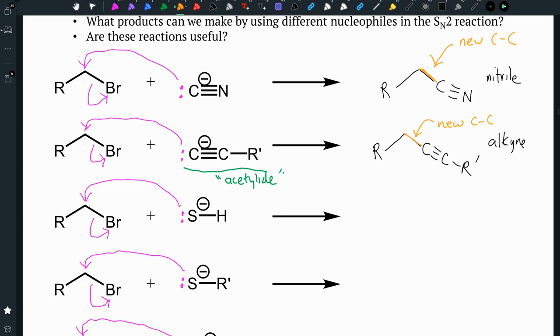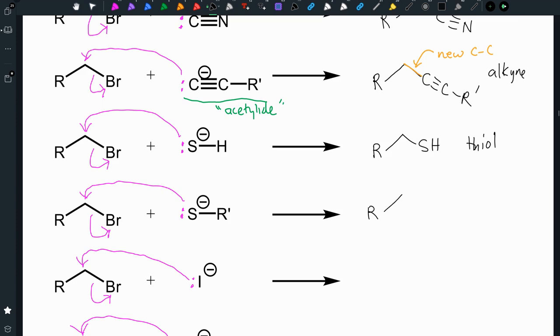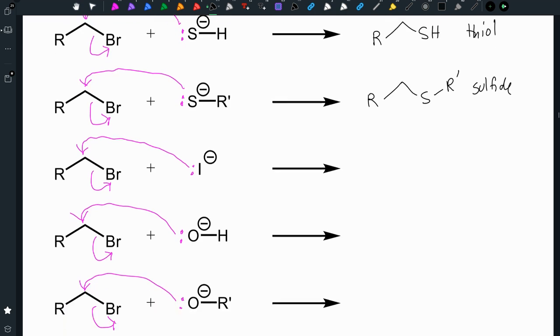So we can turn an alkyl halide into a nitrile. We can turn an alkyl halide into an alkyne. We can also turn an alkyl halide into a thiol, or a sulfide. This is where naming the functional groups becomes useful, because if you know the names, it becomes easier to categorize our products and then think about where they came from when we see a novel product.